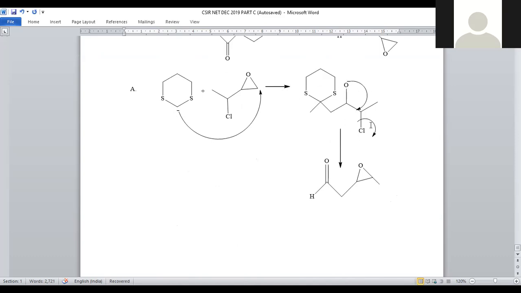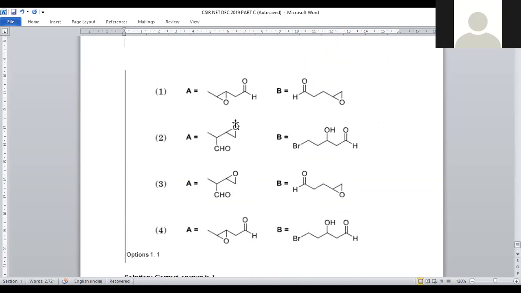This oxide will be involved in ring cyclization and subsequent chloride removal. We will get the product of this epoxide, which is containing a terminal aldehyde, but this epoxide is also substituted by one methyl. Let us see. A should contain one methyl on the epoxide. Here methyl is there on the epoxide. Here it is not there. 2 is not the correct answer. 3 is also not correct. 4 is possible because here we have a methyl substitution on the epoxide. Either option number 1 or 4 may be correct.